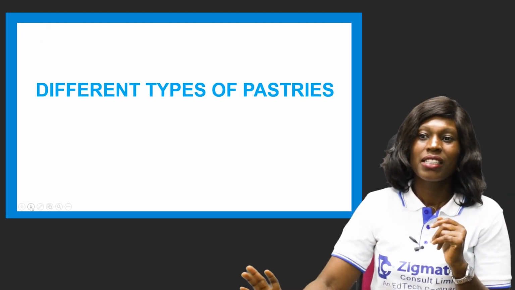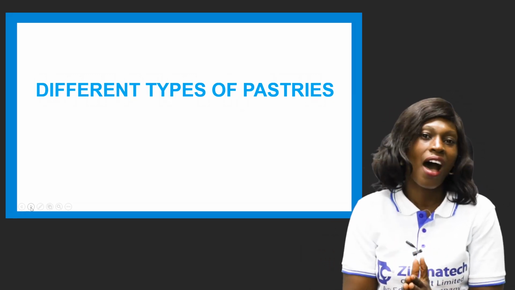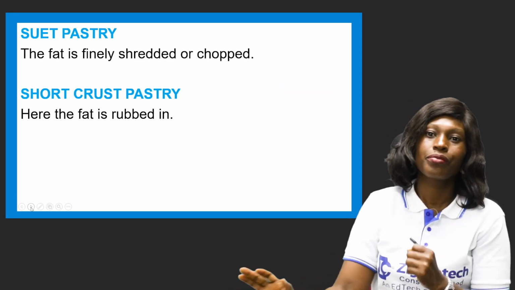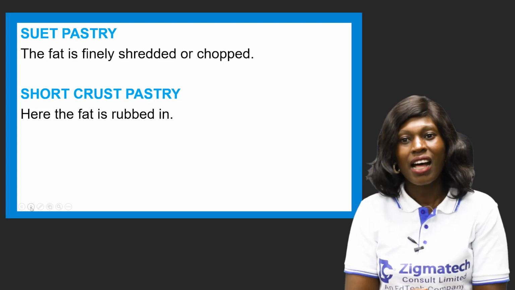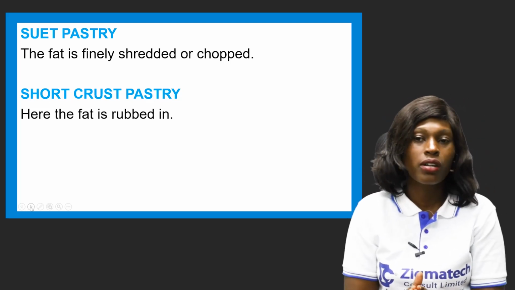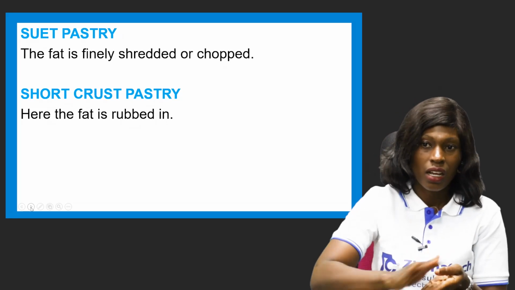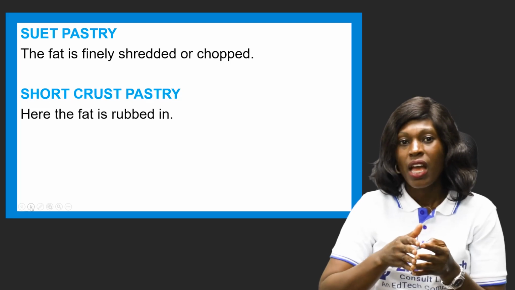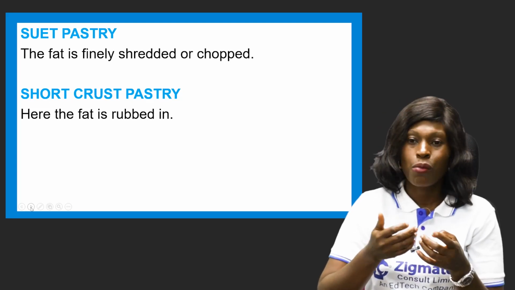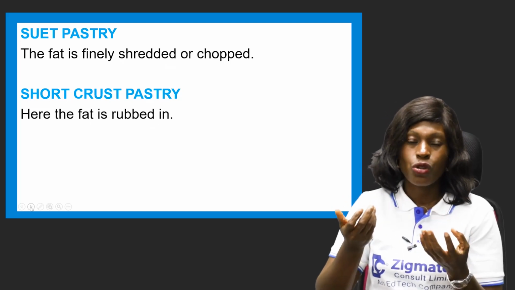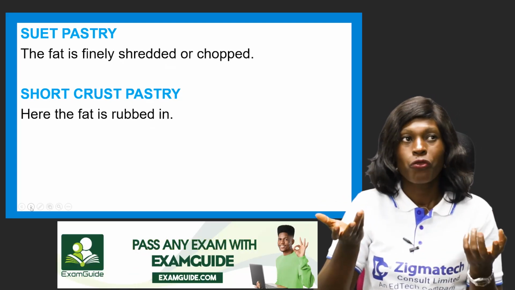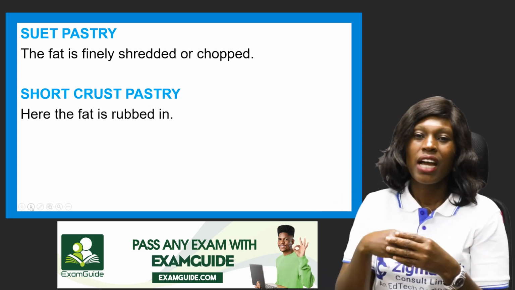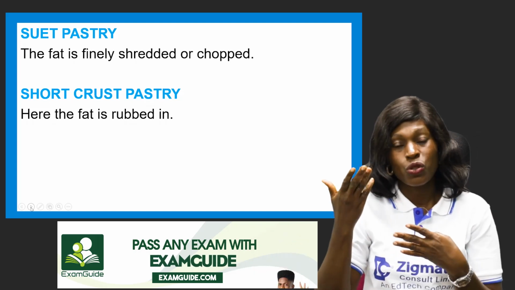Now let's look at the different types of pastries that we have. Now we have the sweet pastry. Here the fat is finely shredded or chopped. You just shred it, chop it, and then put it into your pastry. Same thing when you're making pastry for pizza. You can actually use the sweet pastry.